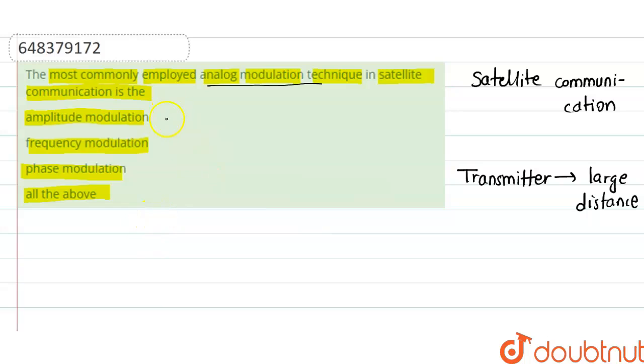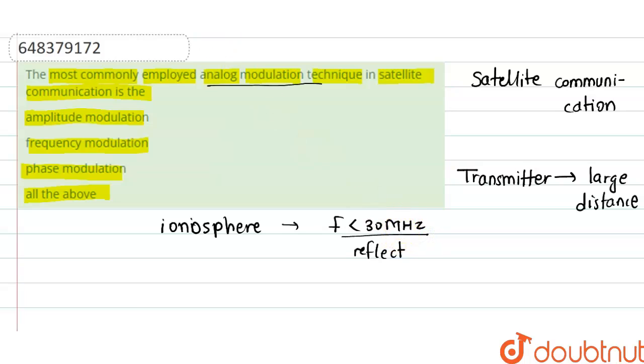So we have to modulate this signal for its frequency, because when we talk about satellite communication, this signal has to pass through the ionosphere, and when a signal is transmitted through the ionosphere, if the frequency of that signal is less than 30 megahertz, then the ionosphere will reflect that signal back towards the surface of the Earth. That's why this frequency should always be greater than 30 megahertz.